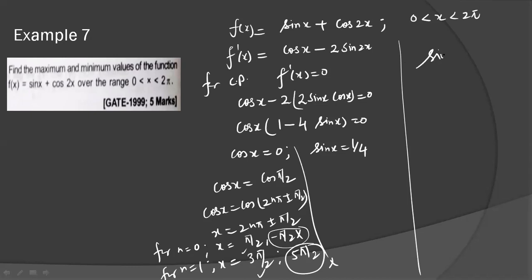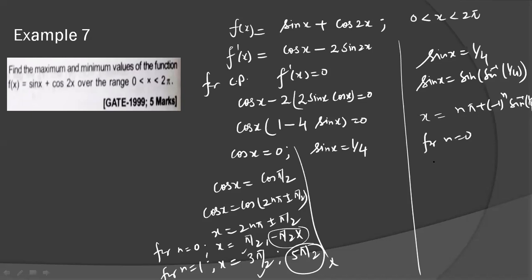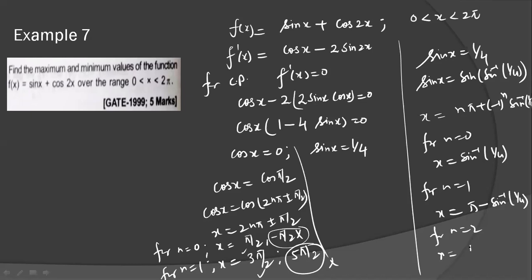Similarly, for sin x equal to 1 by 4, you can write sin x equal to sine of sine inverse 1 by 4. Then x will be n pi plus minus 1 to the power n, sine inverse 1 by 4. For n equal to 0, you will get sine inverse 1 by 4 only. For n equal to 1, you will get pi minus sine inverse 1 by 4. For n equal to 2, you will get x equal to 2 pi plus sine inverse 1 by 4.